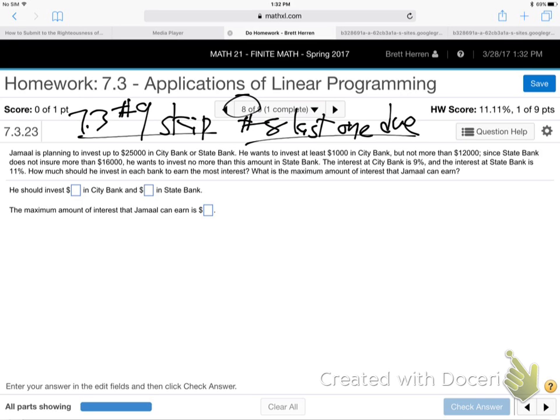All right, so Jamal is planning to invest. Did we do this one? All of a sudden, I remember that. No? We didn't do this one? Okay, I remember reading it.